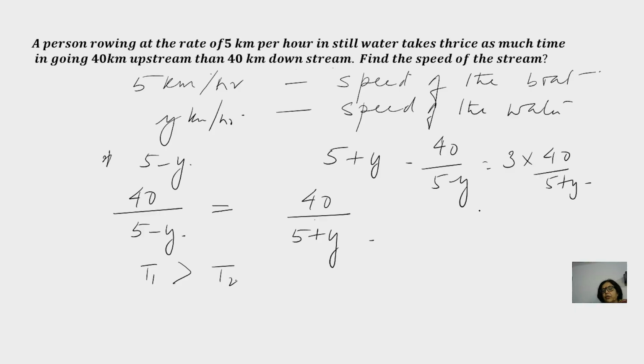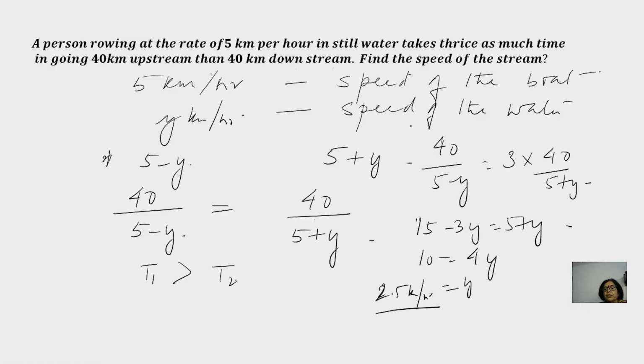So 40 and 40 will get cancelled out. We'll be left with, if we cross multiply the remaining terms, 15 minus 3y is equal to 5 plus y. So we get 10 is equal to 4y, so y is equal to 2.5 kilometers per hour. So the speed of the stream is 2.5 kilometers per hour.